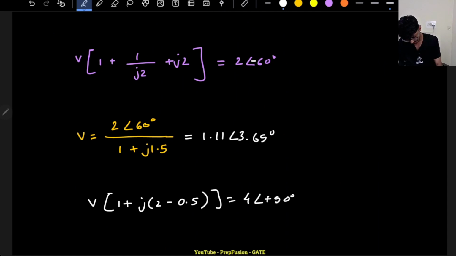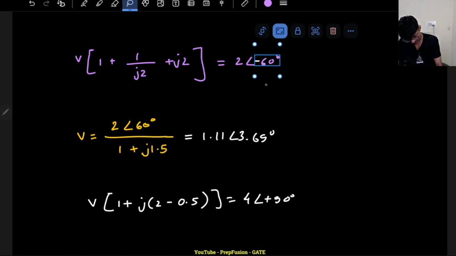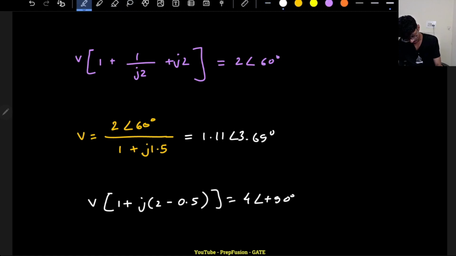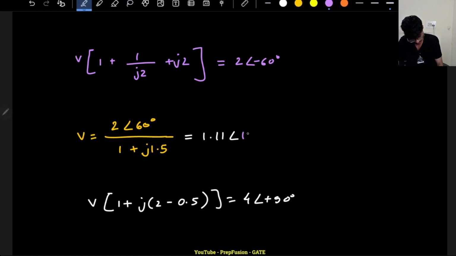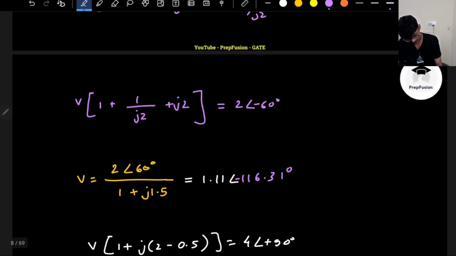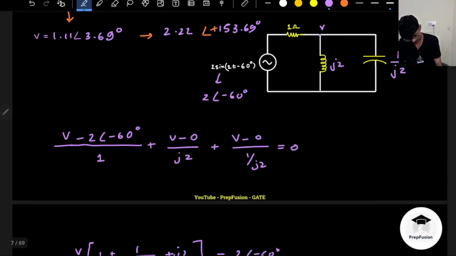Okay, once again, another mistake I have made. This is minus 60, right? If this is minus 60, that means this will actually be minus 63. I'm sorry. So this is 1.5 tan inverse minus 60. This will be minus 116.3. I'm sorry, minus 116.31 degrees. Okay, fine. Now I guess it is fine.